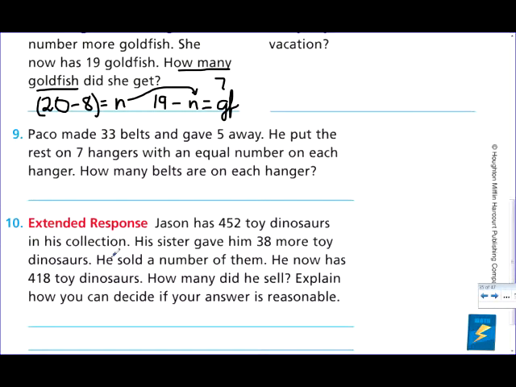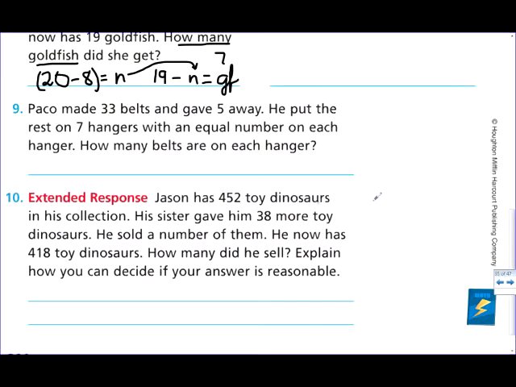Well, question number 10 is an extended response. Jason has 452 toy dinosaurs in his collection. His sister gave him 38 more. So if we take 452 and we add 38, what is our answer going to be? 2 plus 8 is 10, 9, 490.